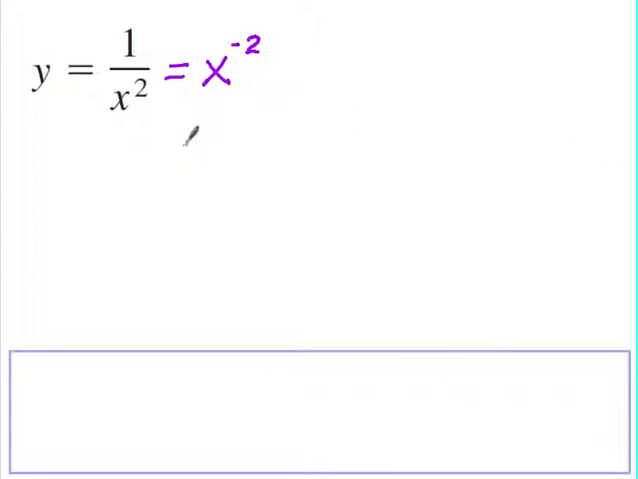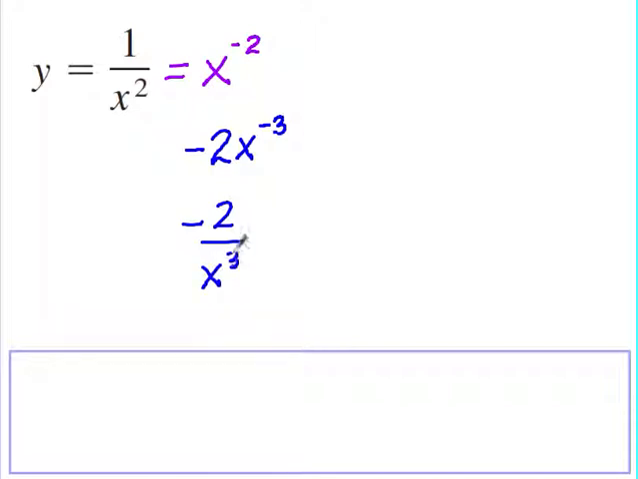What do you get? Careful. Negative 2x to the negative third. A lot of people think it's negative 1. It's not, because it's negative 2 minus 1, which is negative 3. So your final answer will be negative 2 over x cubed.